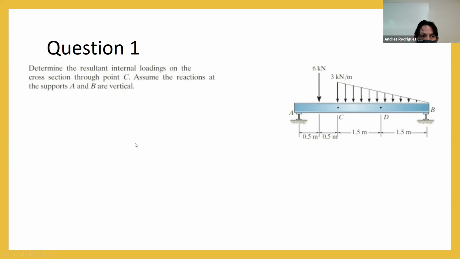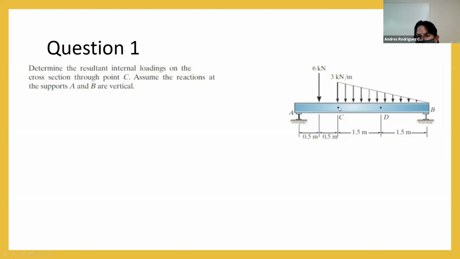So this is the first problem that we already have with the simplest one. We got this beam, and we got a triangular load here, and we got a punctual load here. Determine the resultant internal loadings on the cross section through the point C.